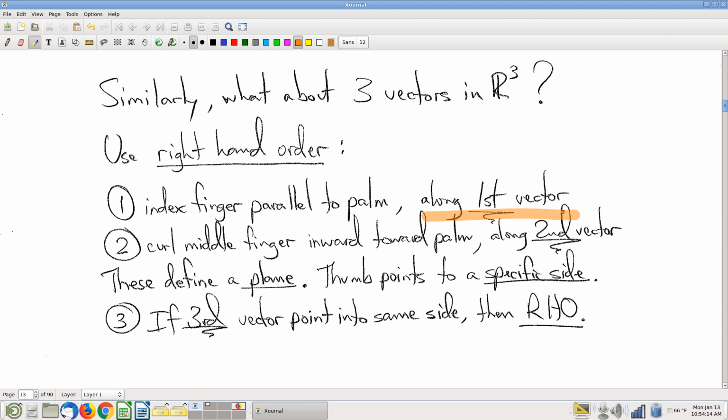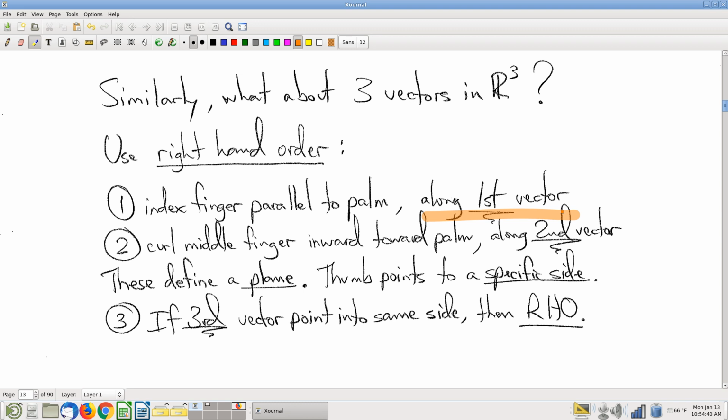And what you'll find is there's really only one way that you can take this hand gesture, with index finger on the first vector, middle finger on the second vector. There's really only one way to do it. Now notice, having done this, these two vectors define a plane. There's a unique plane through the origin, let's say, that's parallel to those two vectors.